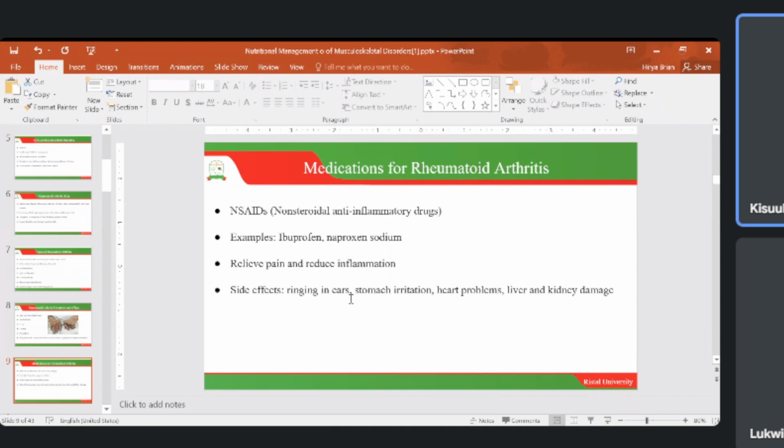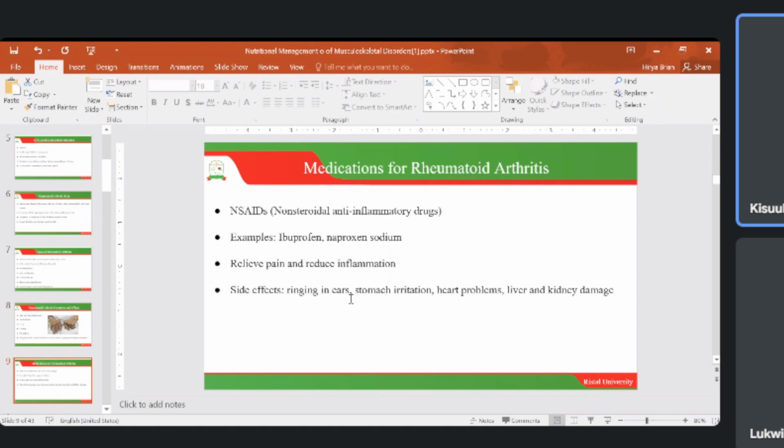So when we talk of medications for this particular condition, really we're trying to look at those medicines that are trying to reduce the inflammation, for example, these non-steroidal anti-inflammatory drugs such as ibuprofen and naproxen sodium. These really help us in reducing the joint pains, and you could call them painkillers, but really they're used for the short term.